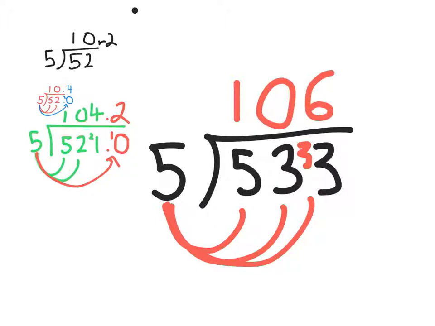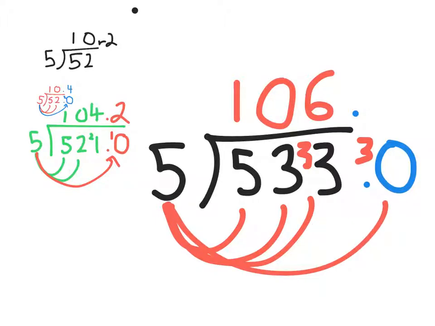But instead of putting that R3, let's do what we did before, decimal point, and add the 0. Now I can put that remainder 3 here. 5 goes into 30. 5 goes into 30 6 times. I remember that from before. So my answer is 106.3. Sorry, that's not right. My answer is 106.6.